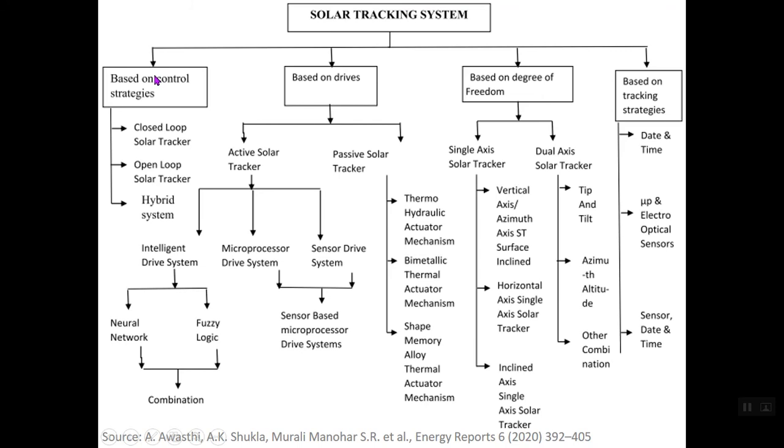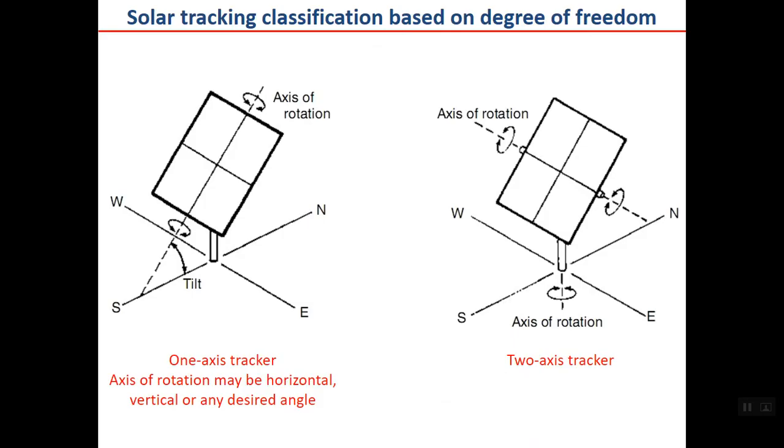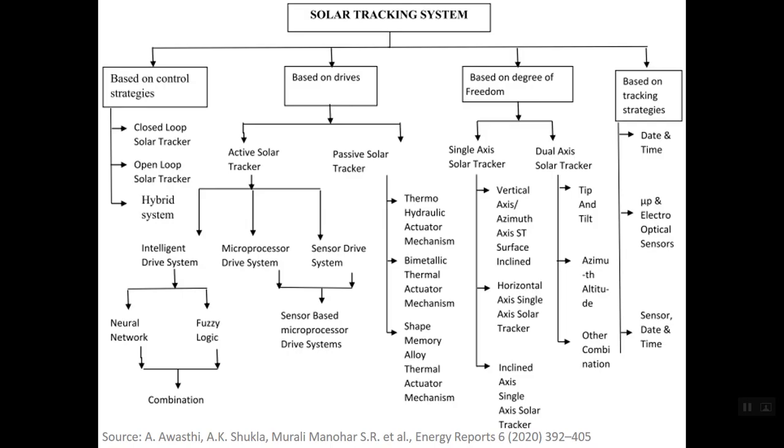But in very simple terms, it may be classified based on the control strategies, whether closed loop, open loop or hybrid. Based on the drive system, which has different types. In general, we may have passive solar trackers, which need no external power, and active solar trackers, which need power from outside.